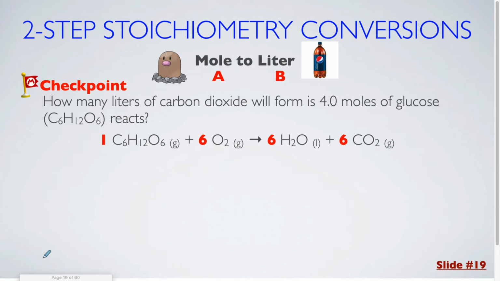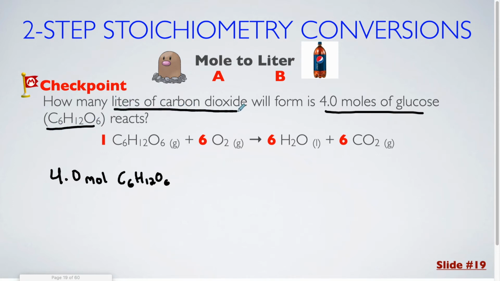For our next checkpoint question, we are going to start off with 4.0 moles of glucose, which is C6H12O6. So that was our starting component, and we are trying to find the liters of carbon dioxide. So going from moles of one substance to liters of another substance is going to be 2 steps on stoichiometry island.